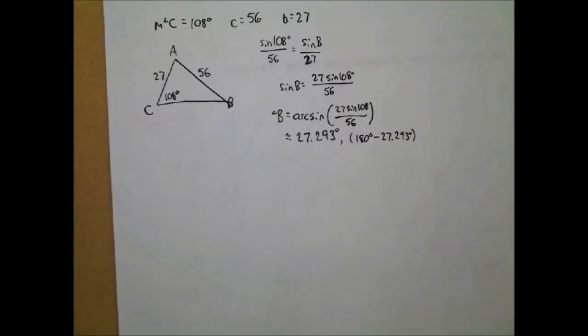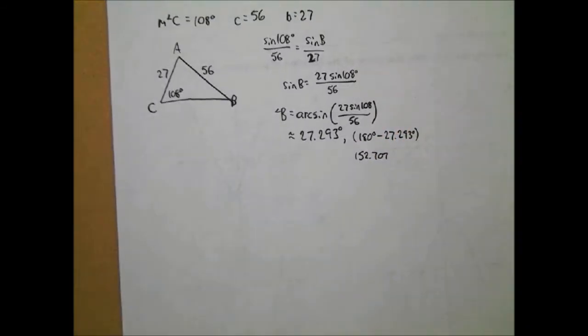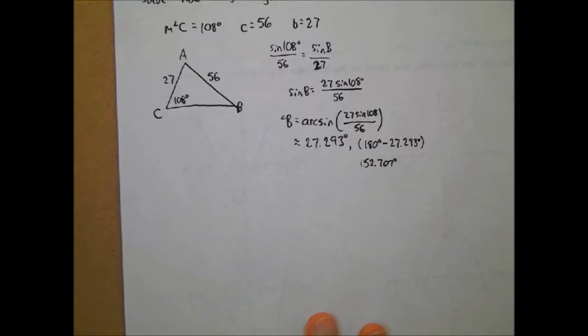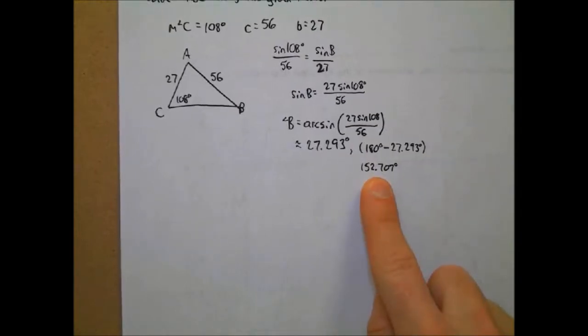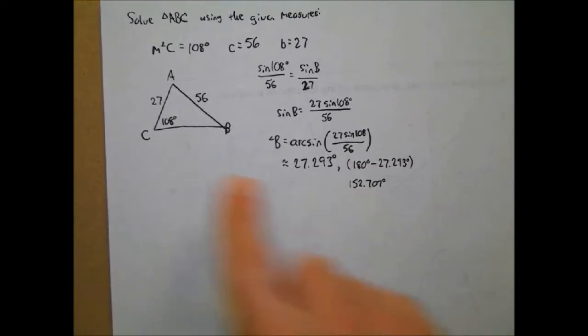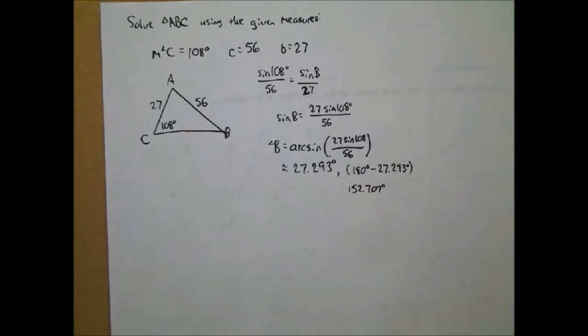So 180 minus 27.293. Okay, we get 152.707 as another possible answer here. But, okay, so right. So, Ro, hang on a second, please. So, this angle, right, does this angle make sense in the context of the triangle? No, it does not. Because we already have 108 degrees plus 152, that's going to be way bigger than 180. So, in this case, this angle does not work.